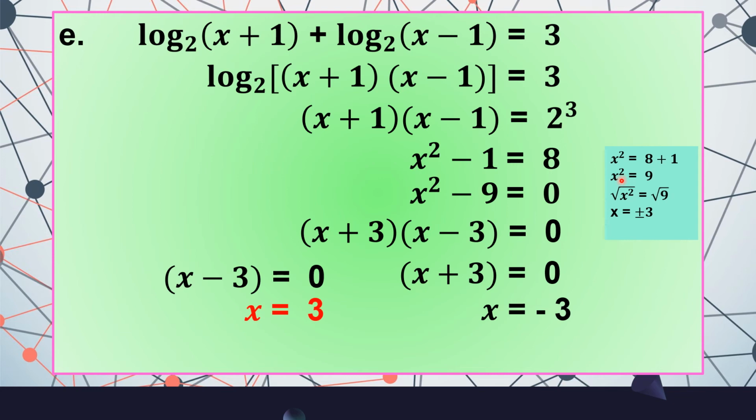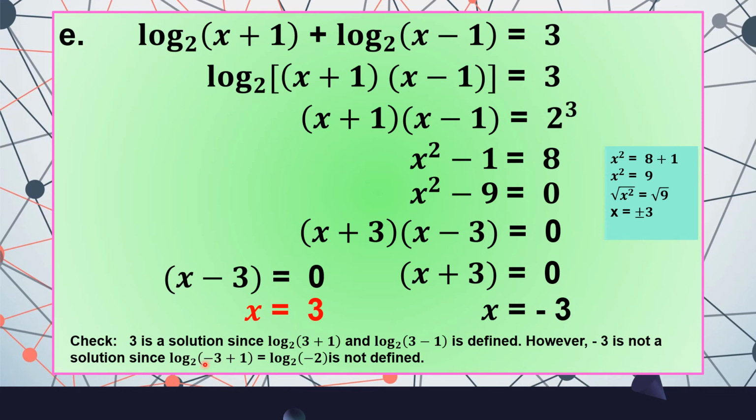So, to remove the exponent 2, let's take the square root of both sides. So, square root of x squared equals square root of 9. We can now cancel out the exponent 2 and the radical sign. So, we have now x. And square root of 9 is positive or negative 3. So, as you can see, we get the same answer.